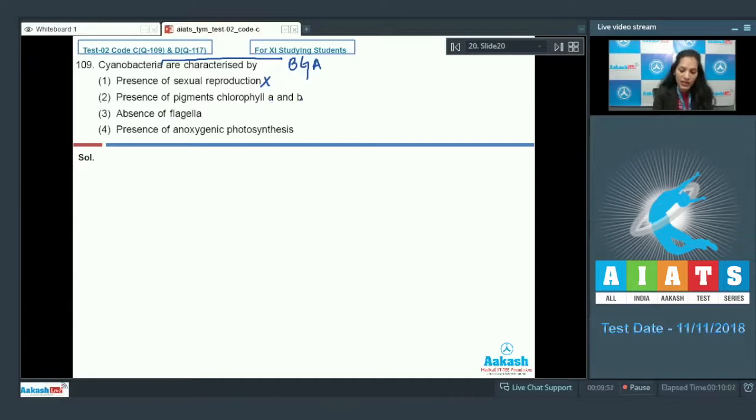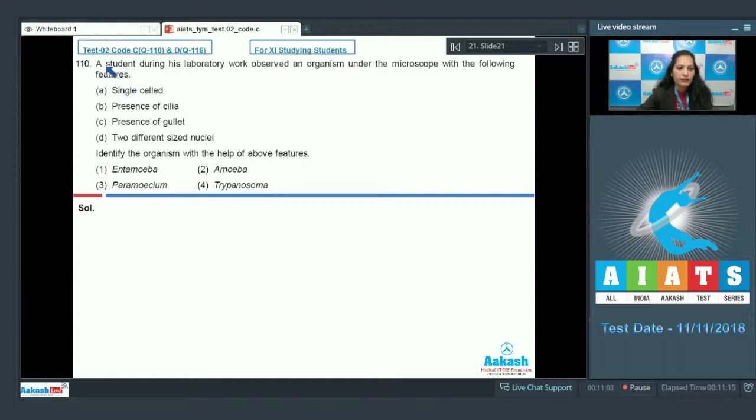Presence of pigments chlorophyll A and B. They have chlorophyll A, but they do not have chlorophyll B. Hence, this option is also ruled out. Third, absence of flagella. Yes, motile stages are absent in cyanobacteria, so flagella are also absent. So this is the correct one. Fourth, presence of anoxygenic photosynthesis. No. Cyanobacteria carry out oxygenic photosynthesis. They evolve oxygen during photosynthesis. So this statement is incorrect. So the correct option for the given question is option number 3. Let's move on to the next question.